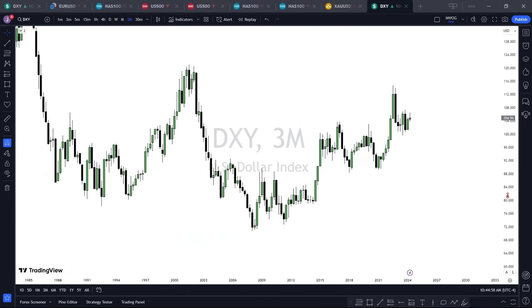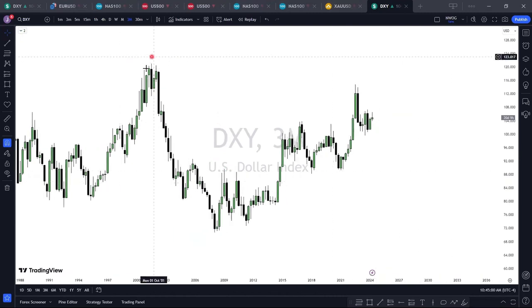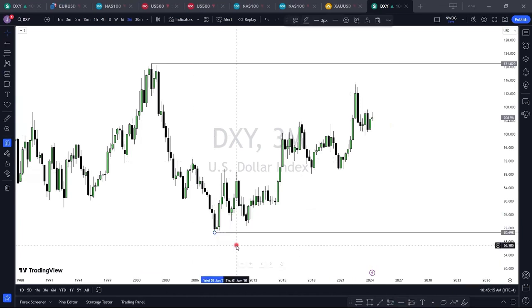What is the most significant range that we can see here? This high to this low. Because why? The buy side hasn't been taken, and then the sell side hasn't been taken. So price has been trading inside this range. This is a 3-month time frame. Price has been trading inside this range.